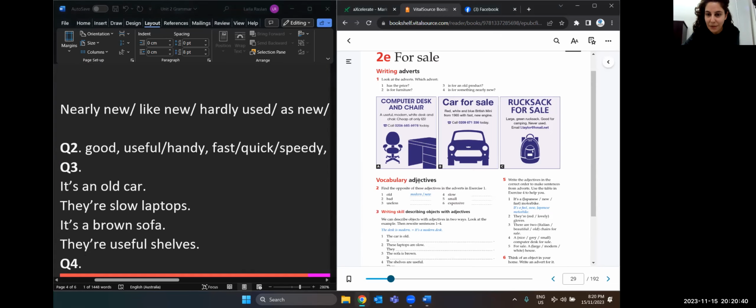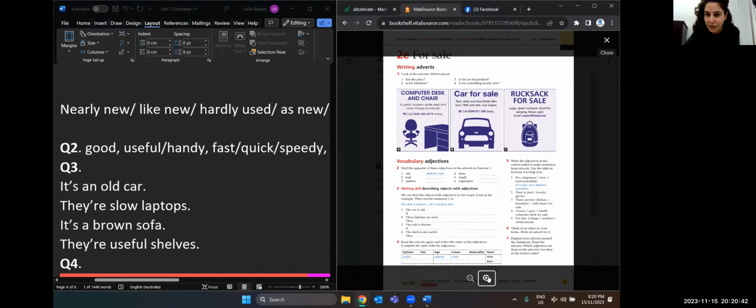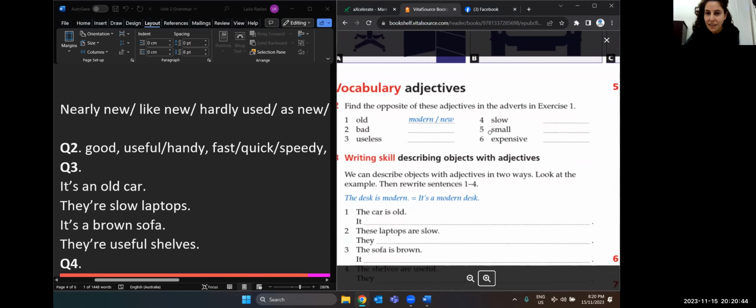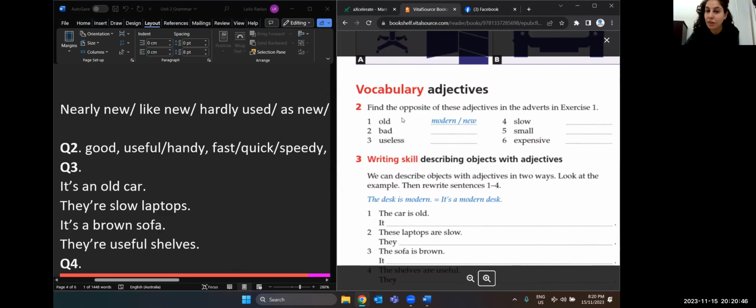Okay, let's look at number 2. We're going to find the opposite. If we have old, the opposite is modern, new, brand new.